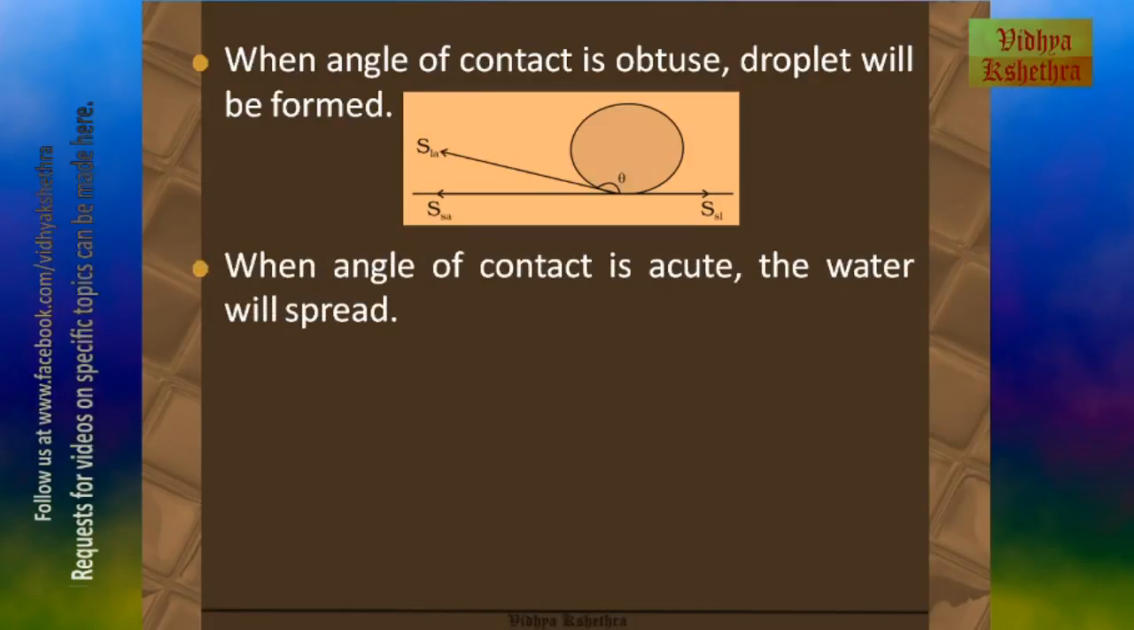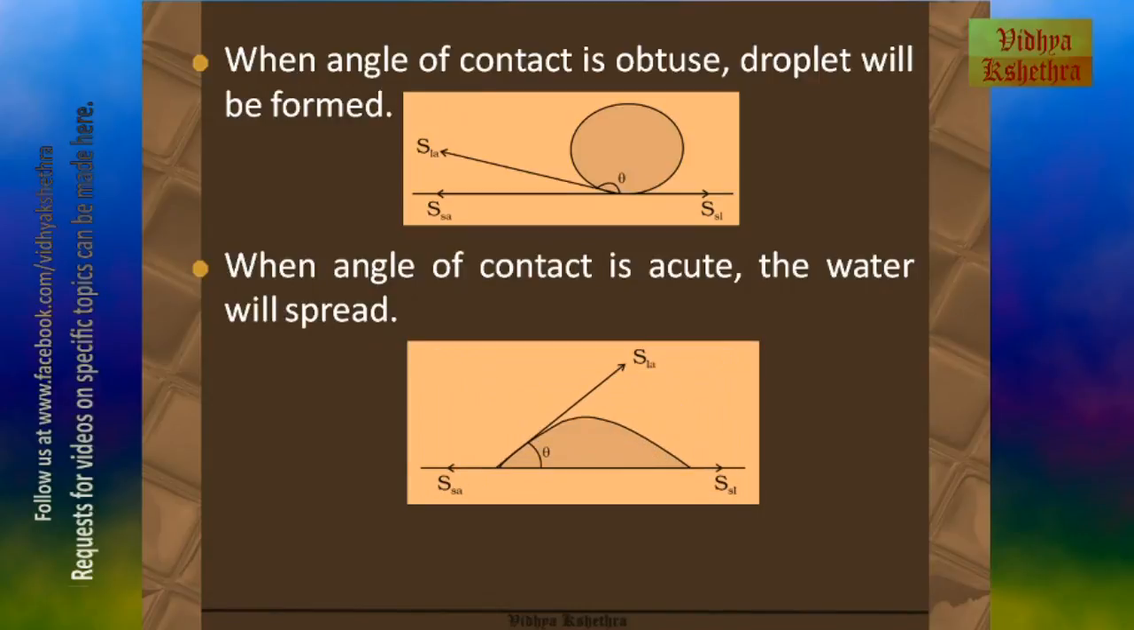When the angle of contact is acute, the water will spread. This is observed in the case when water is thrown on a plastic sheet. In this case, SLA, which is the surface tension of the liquid air interface, is greater than SSL, which is the surface tension between the solid and liquid interface. In this case, the SSL is reduced so that the water wets the solid much more easily.